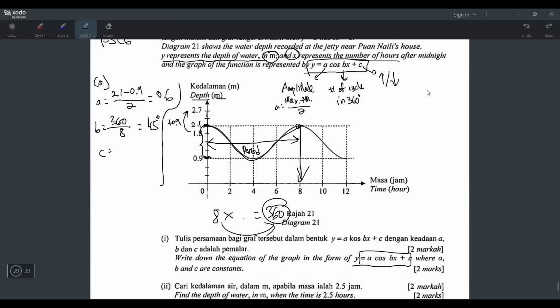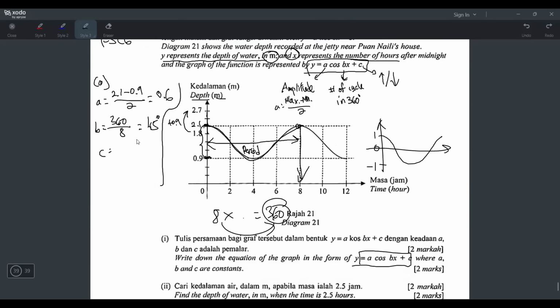Okay, last one is the C. C is just basically whether the graph got shift up or shift down. And clearly, the graph got shift up. You know why? Because the normal cosine graph usually starts at 1 and goes down to -1, this one is 0. Okay, and you can see this one clearly got moved up. So your C will be positive.